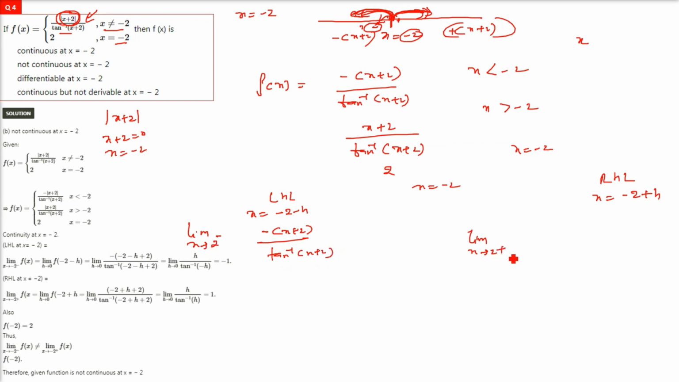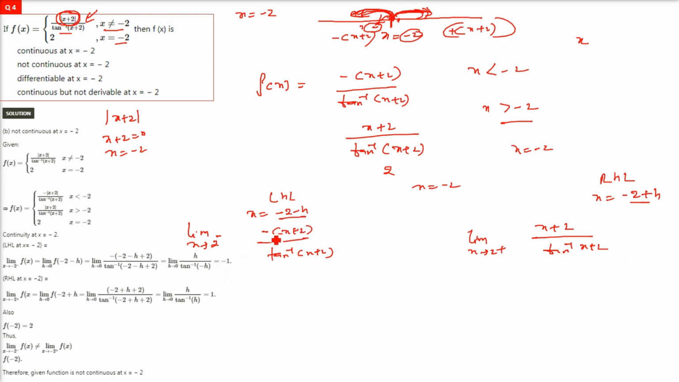And when we go on the right, the positive function you have to use. So limit x tends to negative 2 plus. So x will be replaced by minus 2 plus h, and change the limit in the second step. But here you have to put x plus 2 over tan inverse of x plus 2.